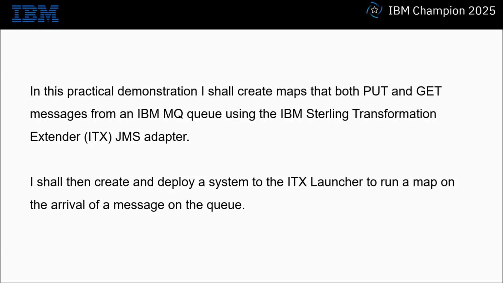In this practical demonstration, I shall create maps that both put and get messages from an IBM MQ queue using the IBM Sterling Transformation Extender ITX JMS adapter. I shall then create and deploy a system to the ITX Launcher to run a map on the arrival of a message on the queue.